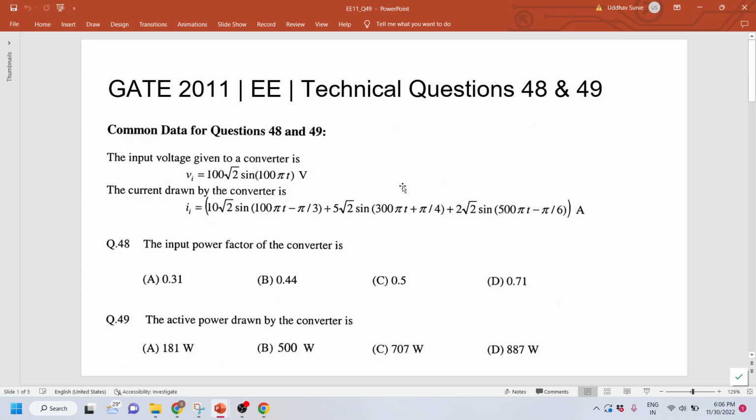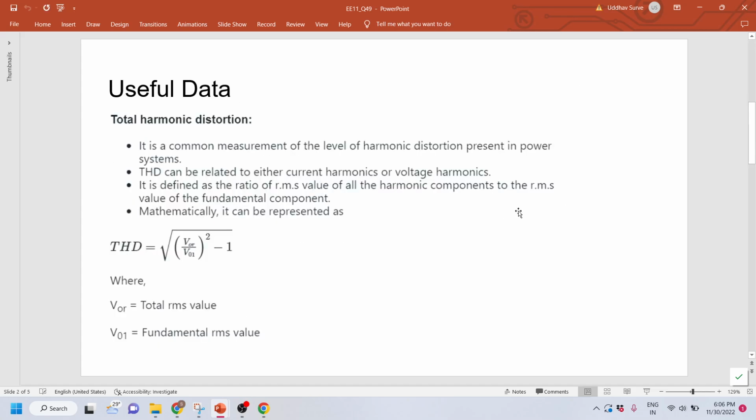So in the question, it is given that current contains harmonics. So in this question, we'll have it in terms of current harmonics. Voltage is free of any harmonics. It is defined as the ratio of the RMS value of all harmonic components to the RMS value of the fundamental component. Basically it is the ratio of the RMS values of all the harmonic components, including the fundamental, to the fundamental component. Mathematically, it is represented as THD equals under root of (VRMS of the waveform upon V fundamental) raised to the whole square, minus 1.